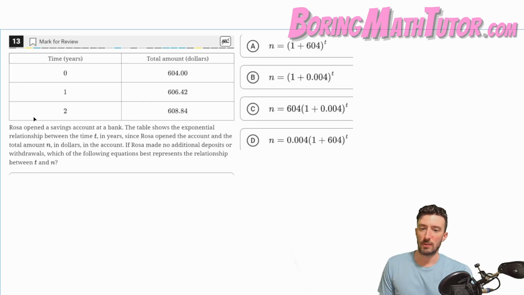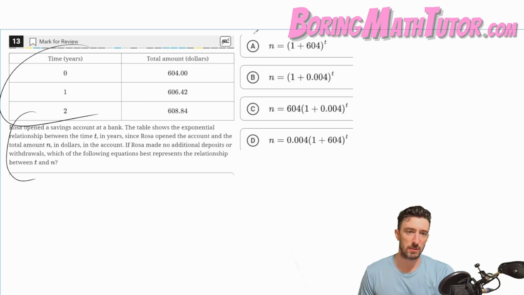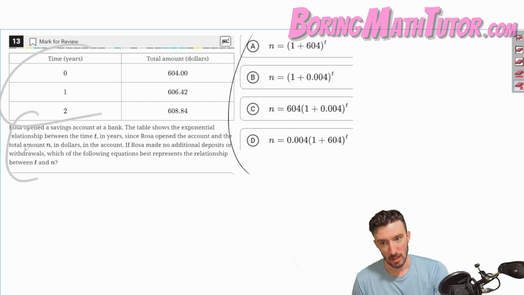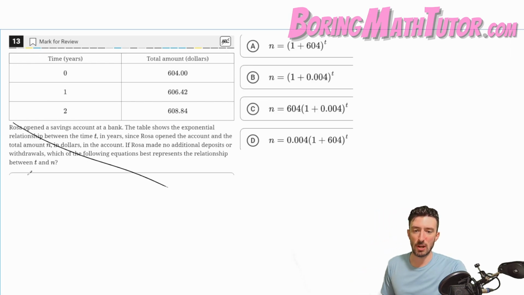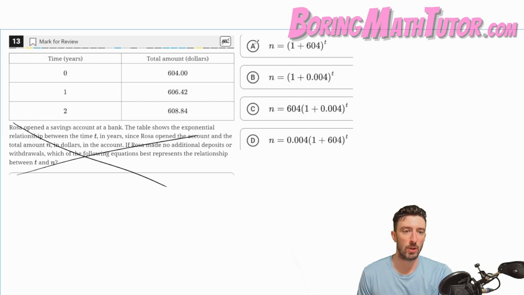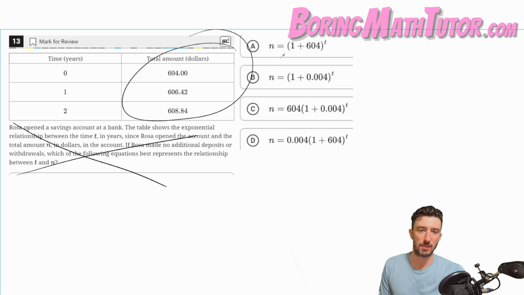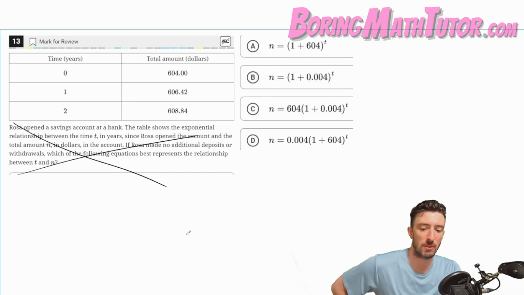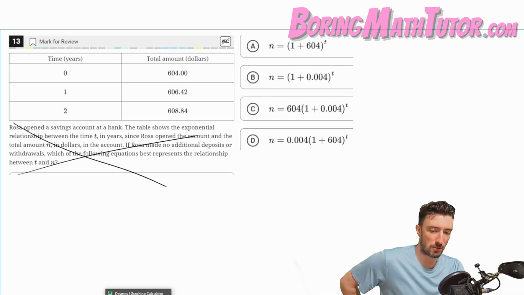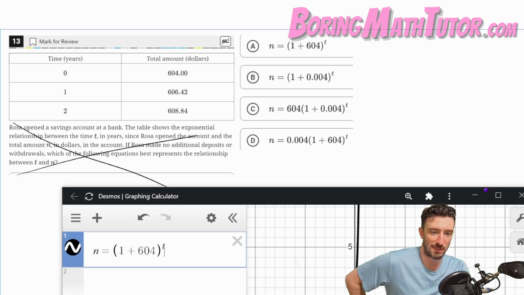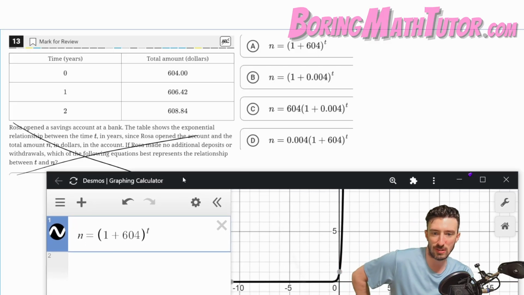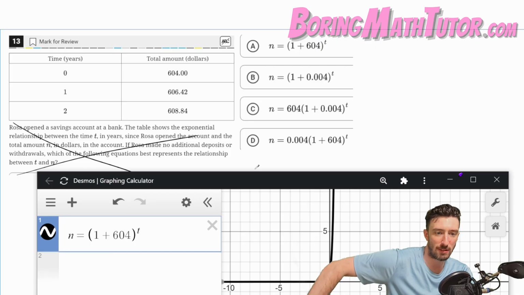We got ourselves some table, words, and answer choices. And it turns out we don't need the words. We just need to match up the table with the choices. So one way to do this is just go to Desmos and type in those answer choices.